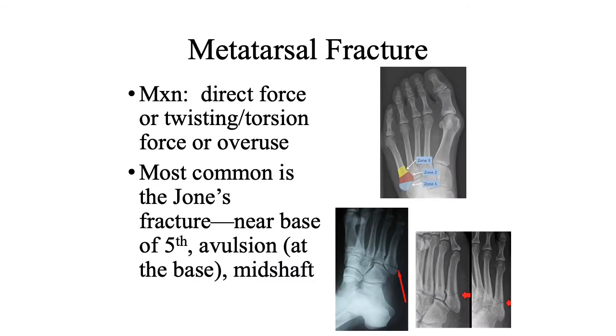The second most common injury in the foot and the ankle is the metatarsal fracture, and at the top is the base of the fifth metatarsal. Usually the mechanism of injury is direct force or twisting or torsion force or sometimes overuse. The most common injury in the base of the fifth metatarsal, because it can occur in 3 zones, is the Jones fracture.